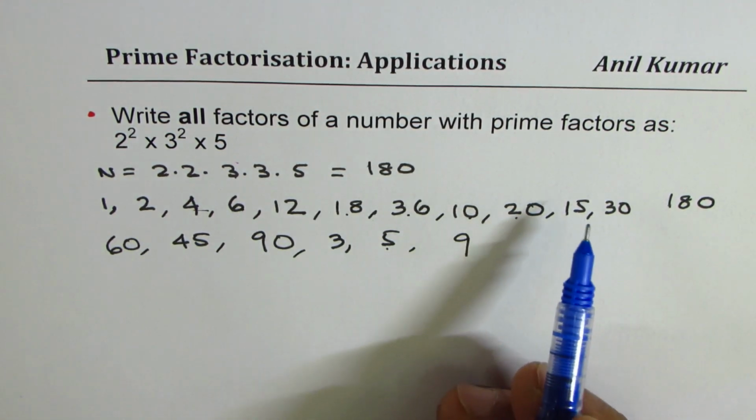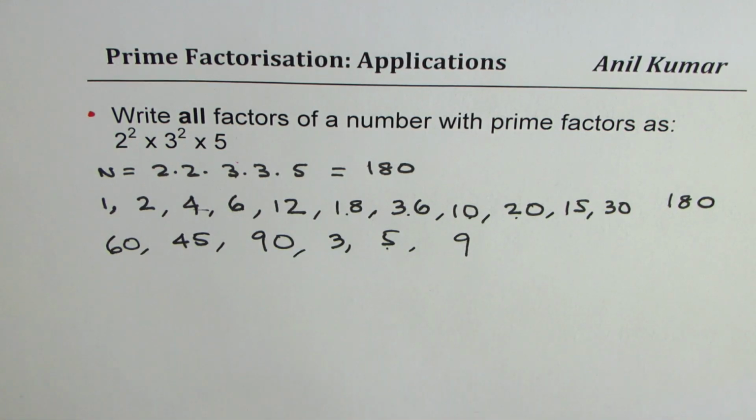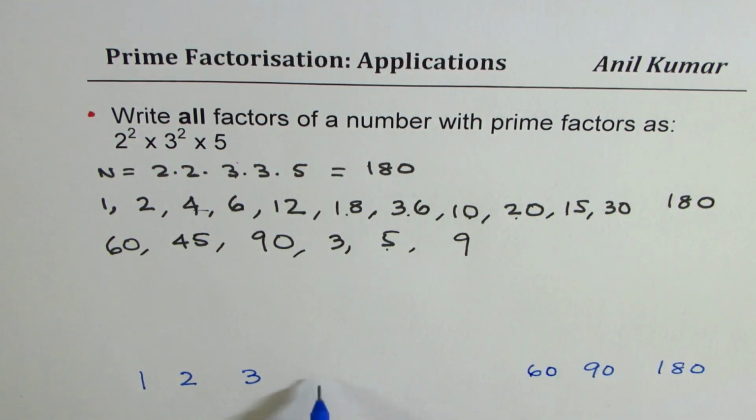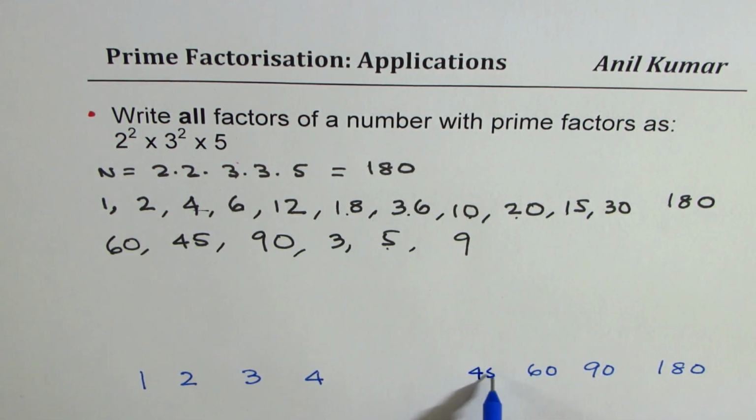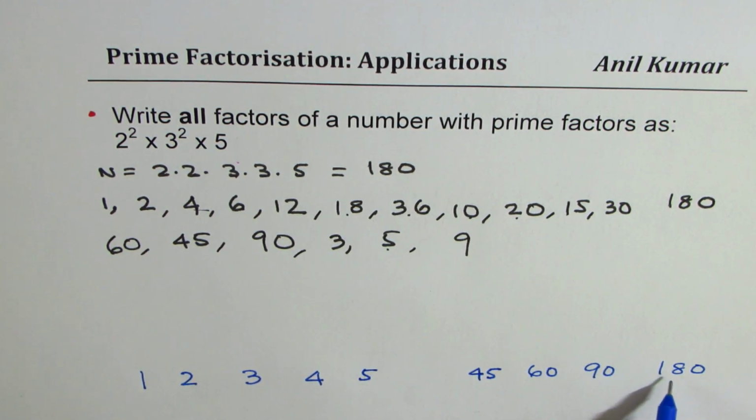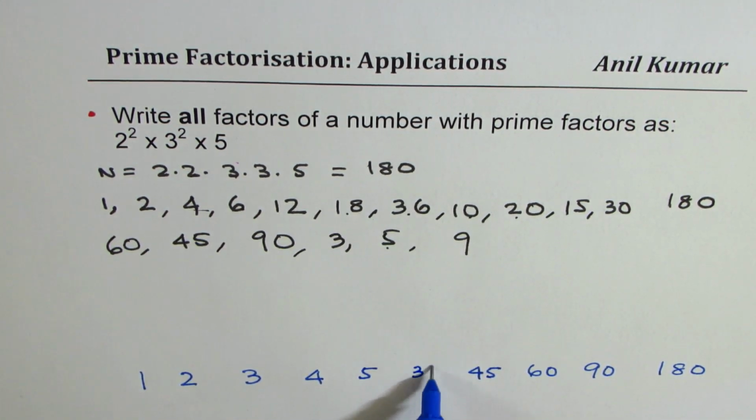Well, the alternate way could have been by making a kind of factor tree, right? So let's do that. So we could do 1 times 180, right? And then it is 2 times half of this, which is 90. 3 times, if I divide by 3, it gives us 60. 4 times, since 2 times 2 is 4, we could do half of 90, which is 45. And 5 times, if I divide this by 5, I get 36.